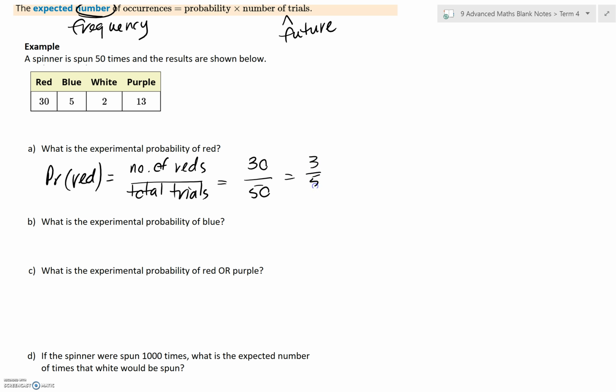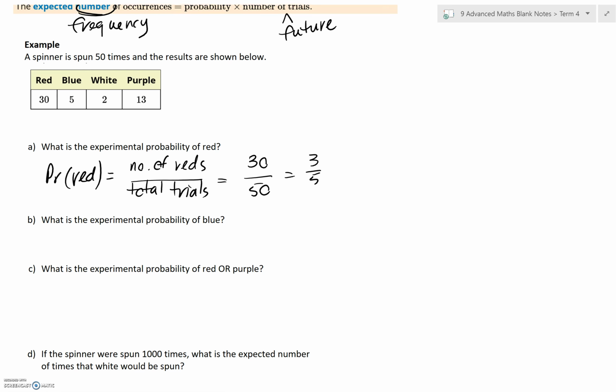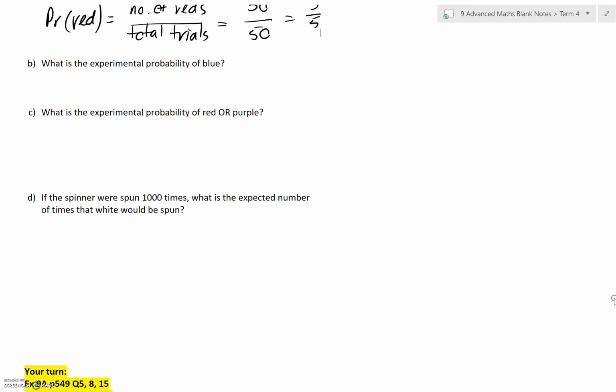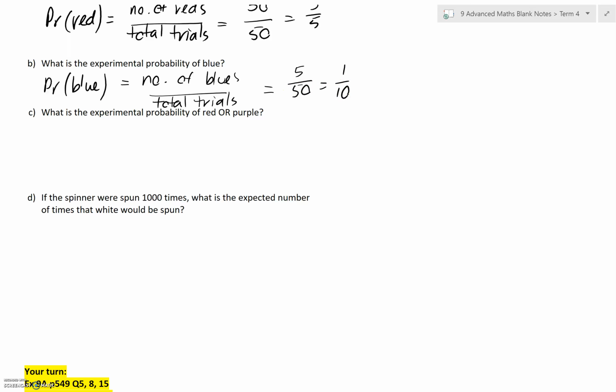So there's 4 colours. So maybe you might expect theoretically that there'd be an even split between the 4, but in this case, that's not what happened in the spinner. So what is the experimental probability of blue? Same situation. So number of blues over total trials is 5 blues out of 50, so 1 out of 10. Always simplify down as much as possible.